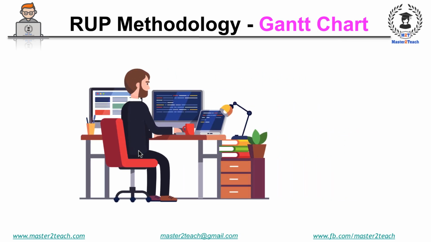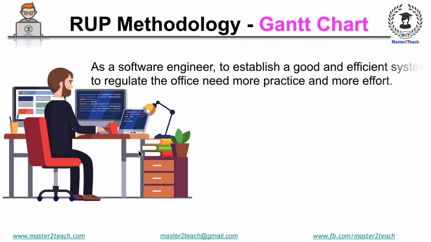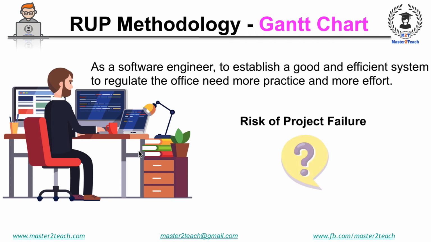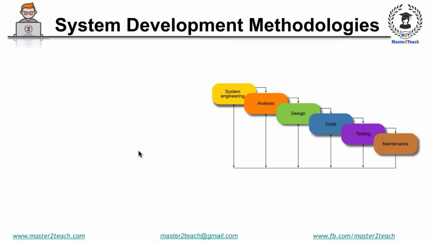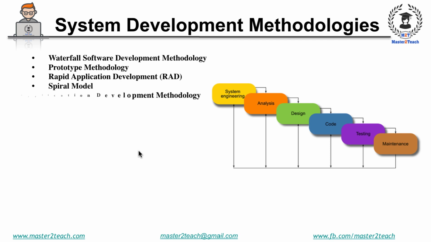Okay, let's start. As a software engineer, to establish a good and efficient system to regulate the office needs more practice and more effort. Always keep in mind that until and unless there is a proper process in the system, there will always be a risk of project failure. To make a good and efficient system, development methodologies should be chosen based on the client's requirement and client's nature.